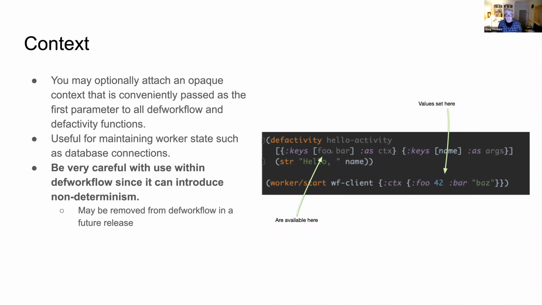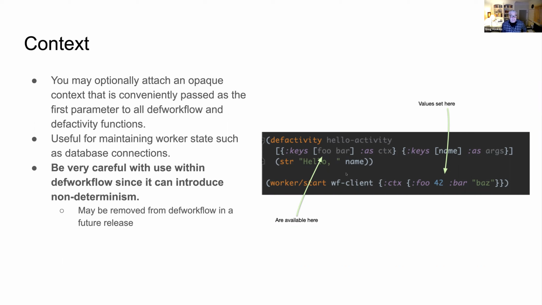You can ignore it if you don't care, but most of the time I think you kind of need it. One thing I should say is I made the API for the def activity and def workflow macros consistent in that they both take a context as the first parameter and then the params as the second.